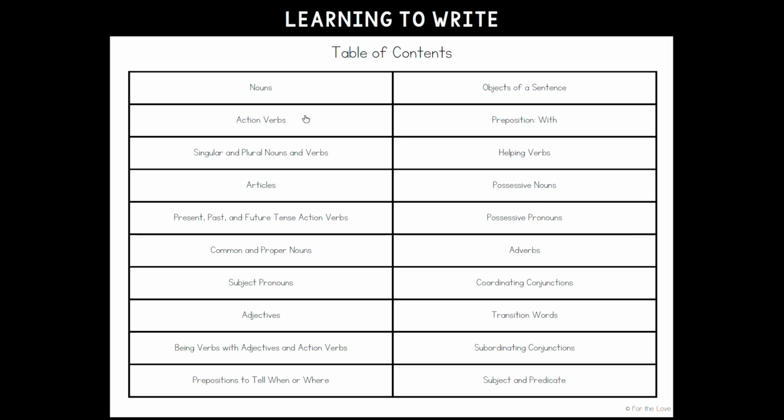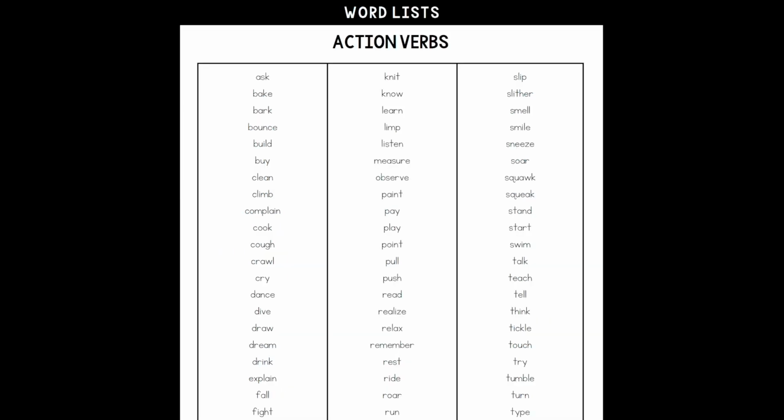All I have to do here is click on action verbs in my table of contents, and it takes me to the first page of action verbs. This is a teacher resource to help you as you are trying to brainstorm with your students. I always find it's helpful to have a list ready to go.